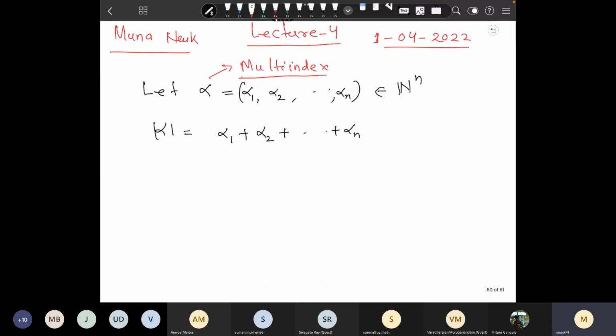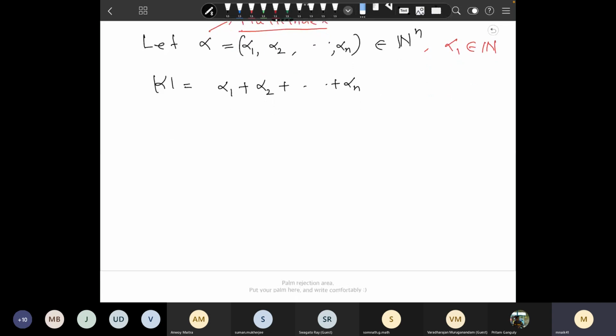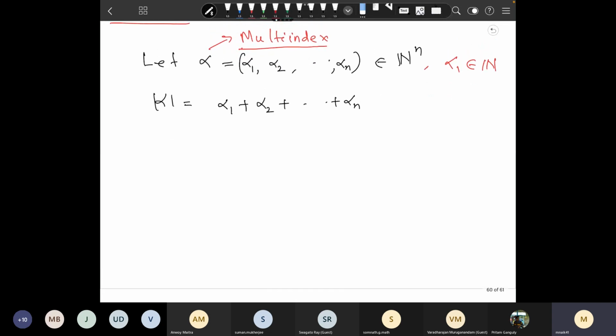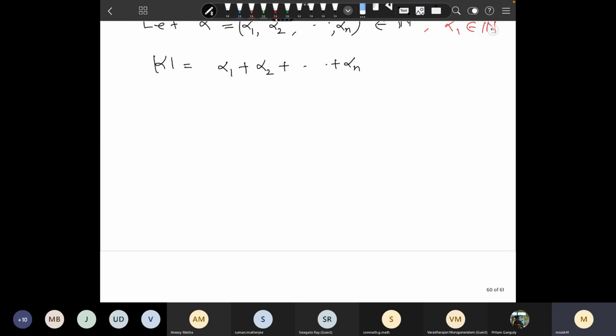Before I really start, I introduce a notation, which is called a multi-index. If alpha belongs to N to the power n, alpha is equal to (alpha 1, alpha 2, ..., alpha n), and each alpha i belongs to the natural numbers. And mod alpha is the summation alpha 1 plus alpha 2 plus up to alpha n. So from now onwards, whatever I will teach will be a little unfamiliar to most of you, so you have to pay some attention here.